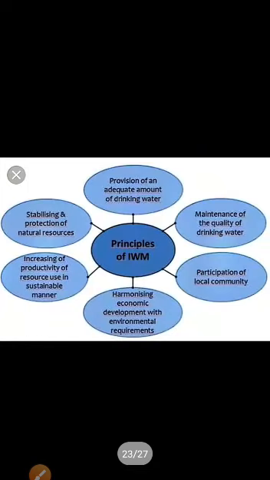Now talking about the principles of integrated watershed management, right? This is also a topic included in your syllabus. So these are the 6 principles of integrated watershed management. One is the provision of an adequate amount of drinking water. If there is an adequate amount of drinking water, there should be a provision for it, right?